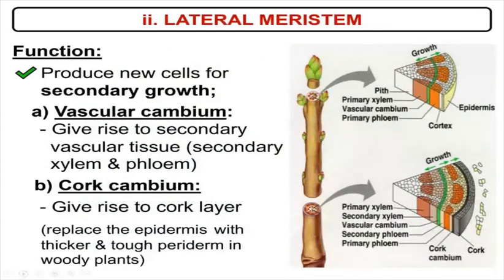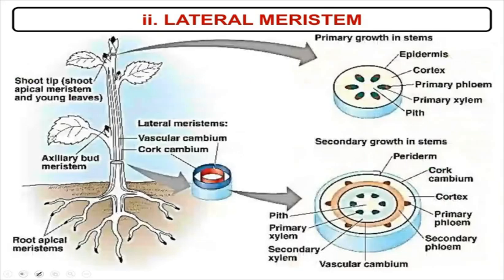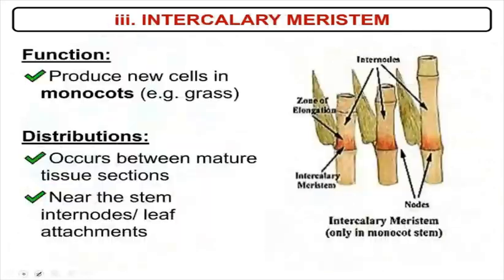Lateral meristem produces new cells for secondary growth that increases the diameter. Includes vascular cambium. Vascular cambium maknanya tisu vaskular yang ada dalam tu dia pun akan membesar lah, itu maksud dia. And cork cambium, bahagian gabus. The function of intercalary meristem is to produce new cells in monocots.